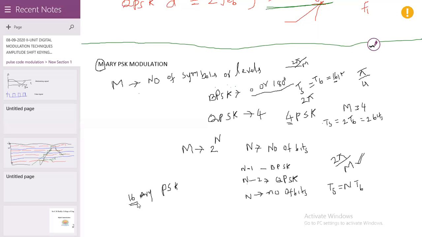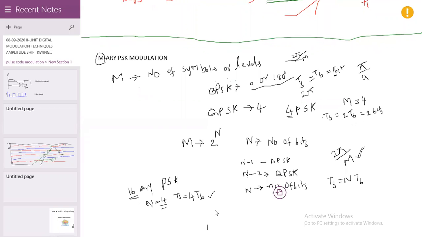The total angle is divided into 16. Each symbol has its own angle. The amplitude is the same, but the phase of each symbol is changed. So 16 symbols can be transmitted. The number of bits is equal to 4. For this example, TS is equal to 4 TB, because the number of bits is equal to 4 in 16 PSK. This is an M-array PSK.